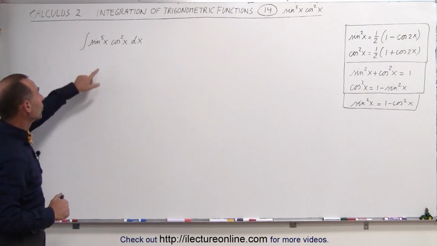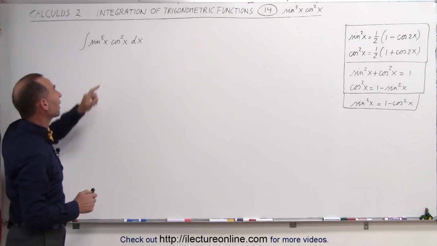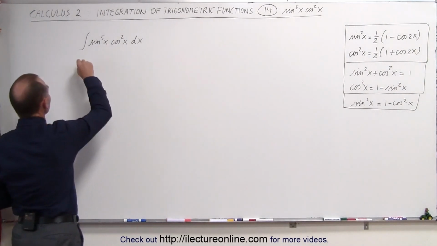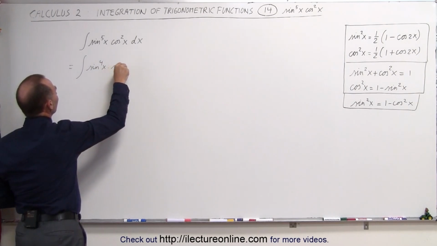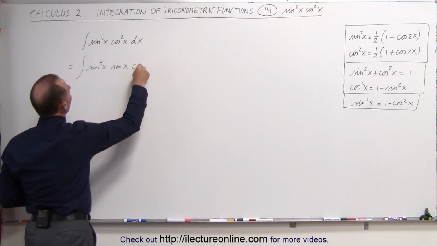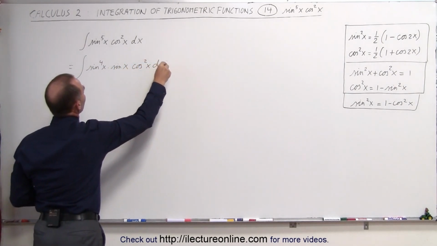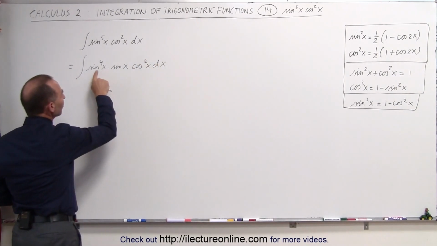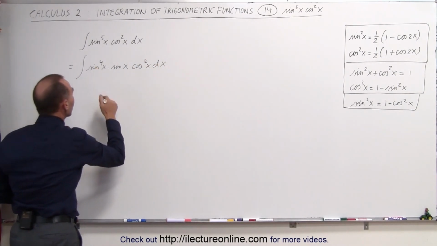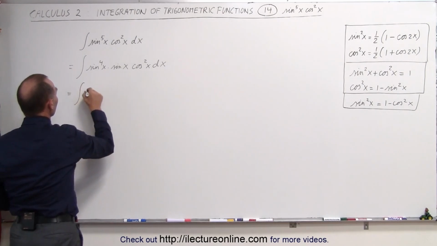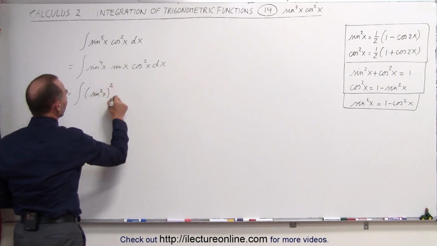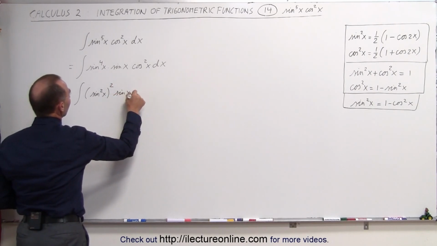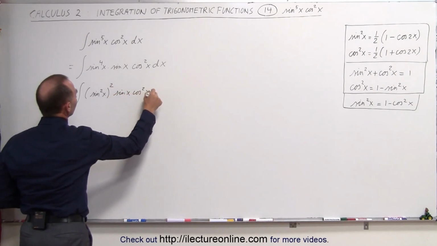Well, the trick here is to rewrite the sine to the 5th power of x as follows. We're going to rewrite this as the integral of the sine to the 4th power of x times the sine to the 1st power of x times the cosine square of x times dx. Now the sine to the 4th power of x can be written as follows. This is equal to the integral of the sine square of x, quantity squared, times the sine of x times the cosine square of x times dx.